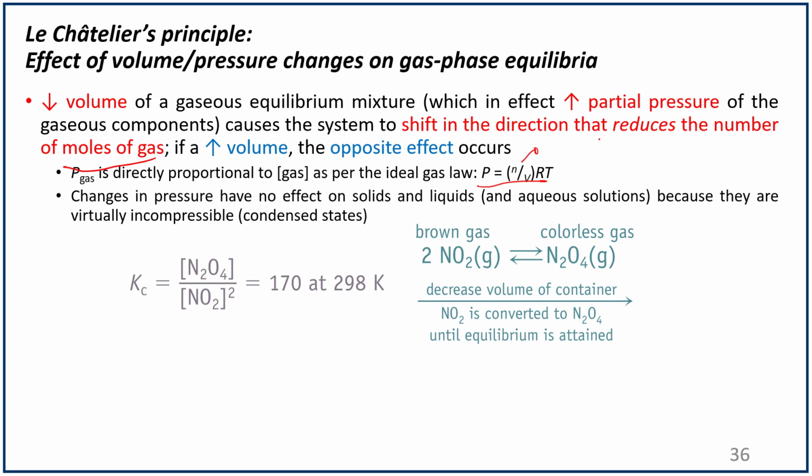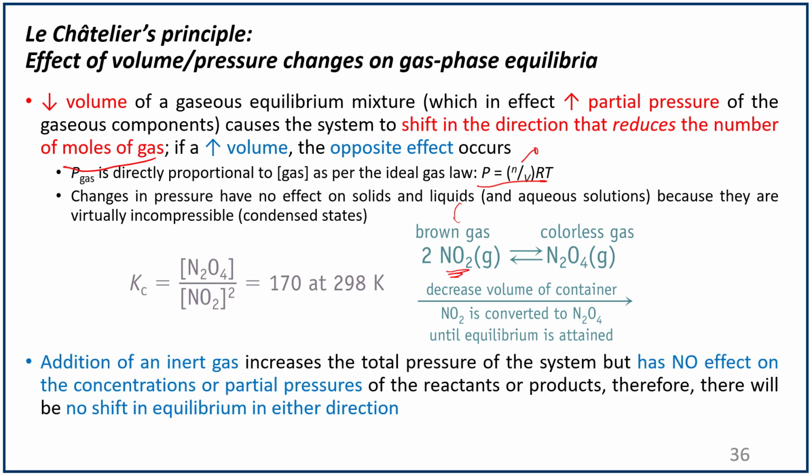Let's say, for example, this example found in your book, the dimerization of nitrogen dioxide. First, you have nitrogen dioxide on the reactant side. When it dimerizes, NO2 reacting with itself, NO2 has a characteristic brown color, but N2O4 is colorless. So if you decrease the volume of the container, at first you'll see a pale brown color of gases, but that color will become paler and paler until equilibrium is achieved.